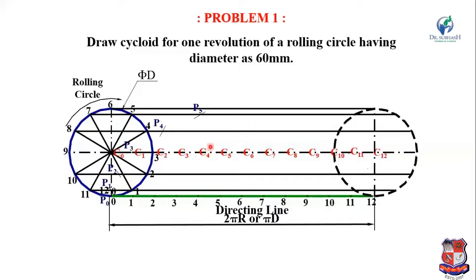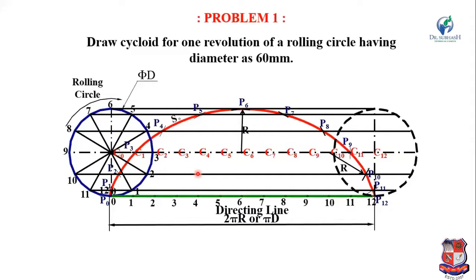Now with C4 as center, draw an arc. It will intersect the line which is passing from point 4 at point P4, and here in the same way you will get the points P5, P6, P7, P8, P9, P10, P11 and P12. So the radius remains constant and we have to change the center from C1 to C12. Now join all these points P0 to P12 by a smooth curve. So this curve is known as a cycloid.